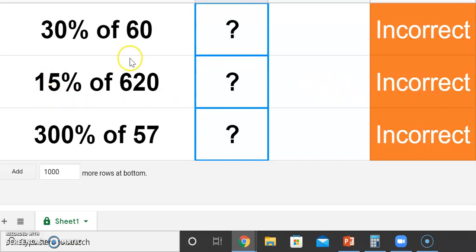Okay, and then for your 15%, for this one and the next one, you may want some scratch paper, but you're going to find 10% and then 5%, and you can add those together. So 10% of 620. Well, we know that that's going to be 62. So then if I want 5% of that, cut it in half to get 31. And then since I want 15% total, you would add your 62 and your 31 together. So you can pause to work that one out.